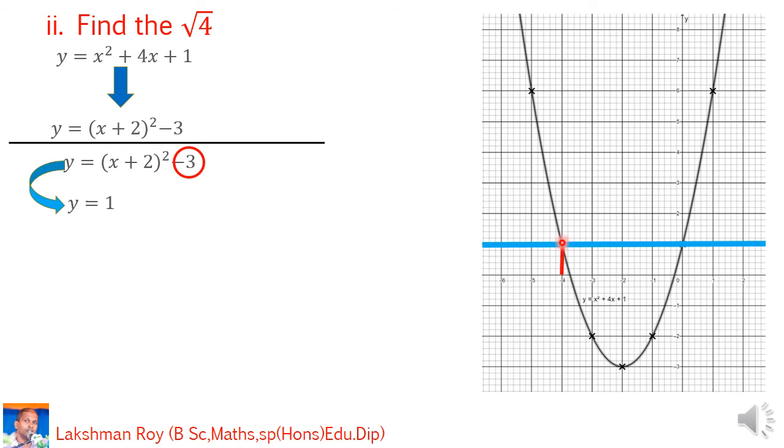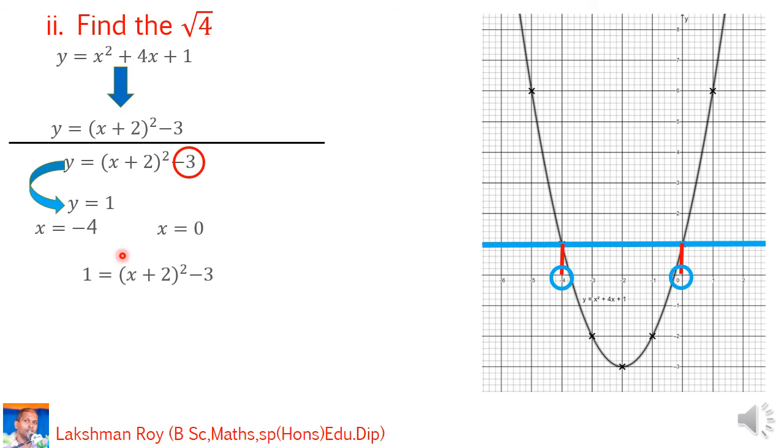One x coordinate of this point you can read, go down, so that is x equal negative 4, right? So x equal negative 4. Another intersecting point, this one's x coordinate is 0, right? So those are the x coordinates of the two intersecting points, right? Now let's see what happened if you substitute y equal 1 into the function y equal (x plus 2) square minus 3.